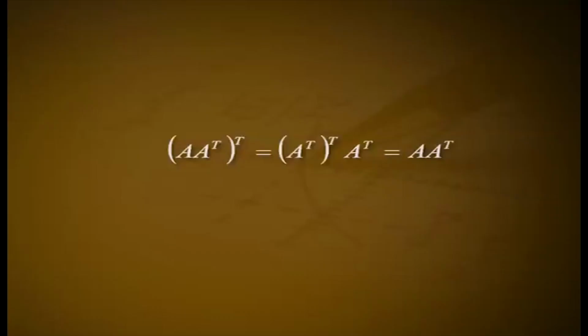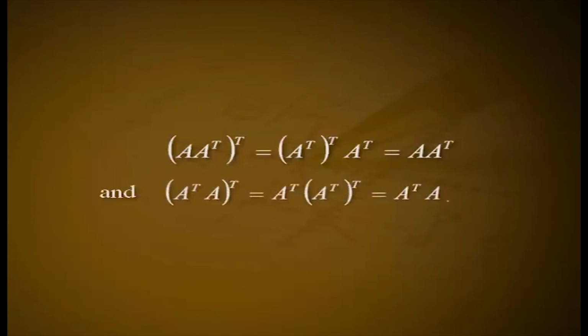Theorem 5: for any square matrix A, both A into A transpose and A transpose into A are symmetric. Proof: transpose of A into A transpose is equal to transpose of A transpose into A transpose, which is equal to A into A transpose, and transpose of A transpose into A is equal to A transpose into transpose of A transpose, which is equal to A transpose into A. This completes the proof of the theorem.